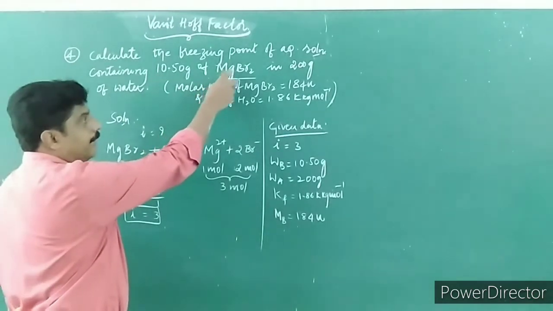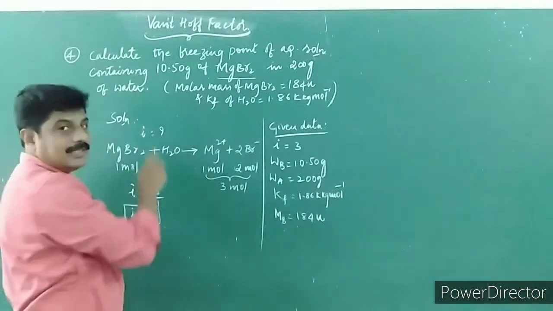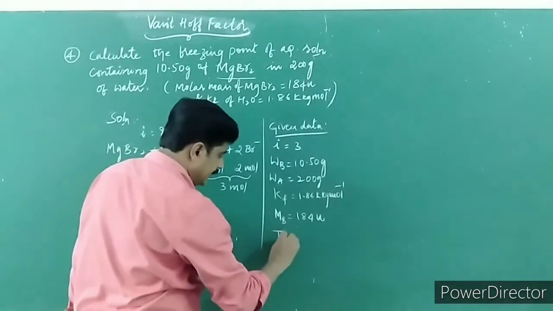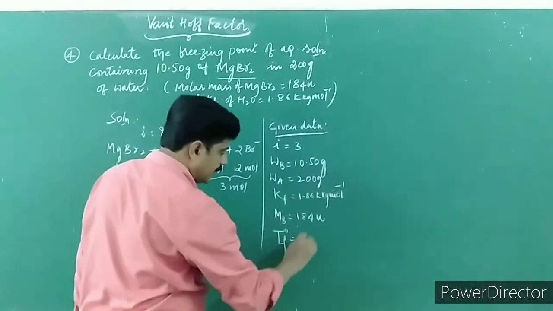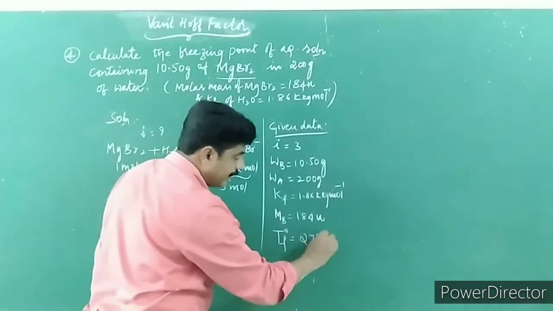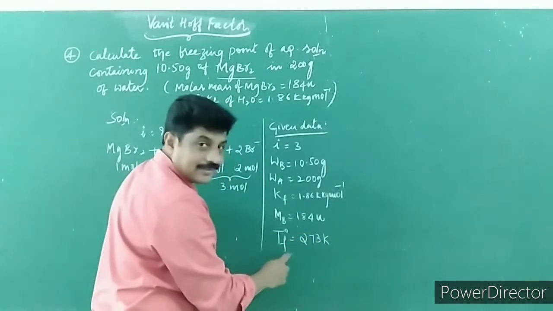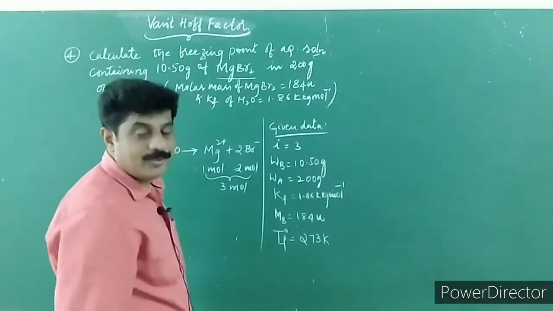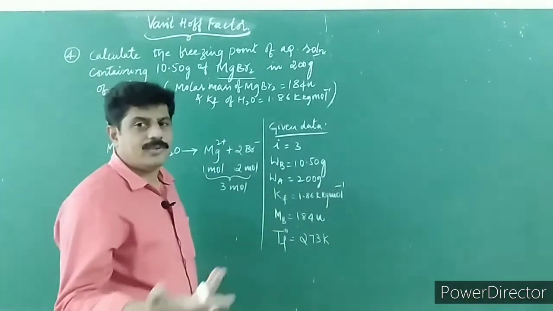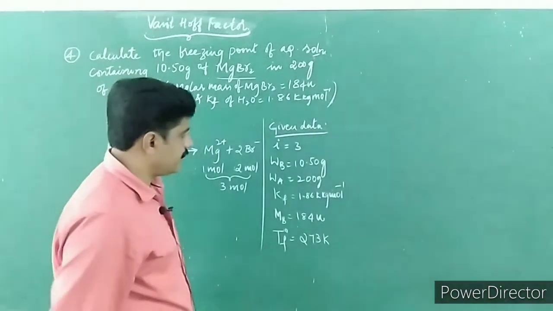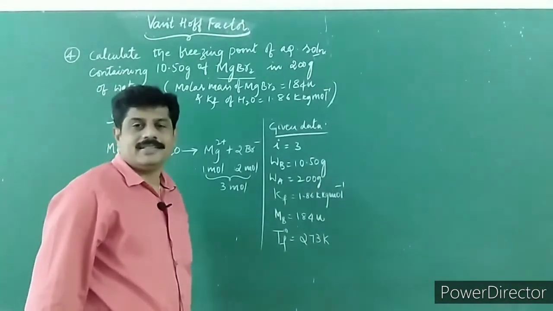Remember, one clue is given. You are dissolving magnesium bromide in water. That means water is a solvent here. That means you know this Tf naught of water. How much? That is equal to 273 Kelvin. Tell me why? Freezing point of water is equal to 0 degrees Celsius or 273 Kelvin. You take only one, either Kelvin or degrees Celsius. Hope you are getting that, right?